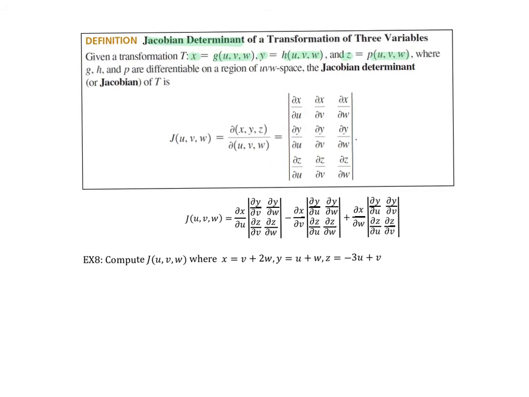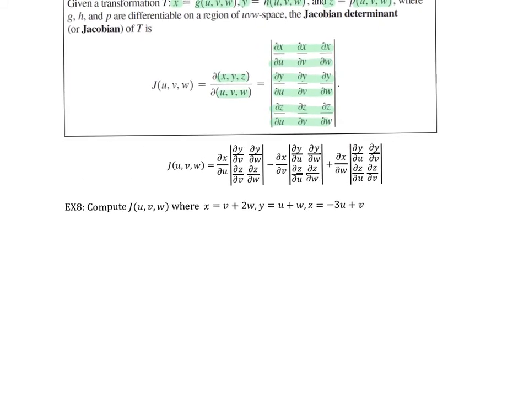So the Jacobian is the same. You have x, y, z, and these are partial derivatives over u, v, w. So it's going to be x first, then y, then z, with respect to u, v, w. So how do we compute that? Again, going back to cross products in three-dimensional space with vectors, it's the same thing.